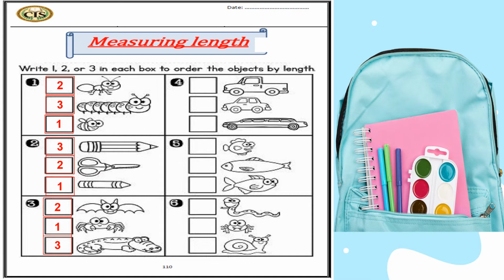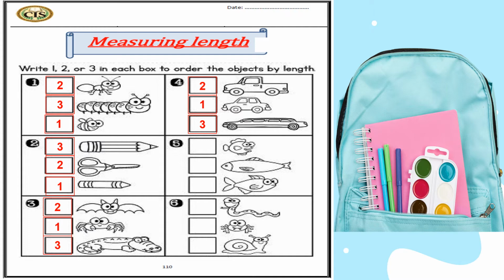Number 4. Which of these objects is shortest? This one. We will give it number 1. And which of them is longer? This one, we will give it number 2. Which of them is very long? This one, we will give it number 3.